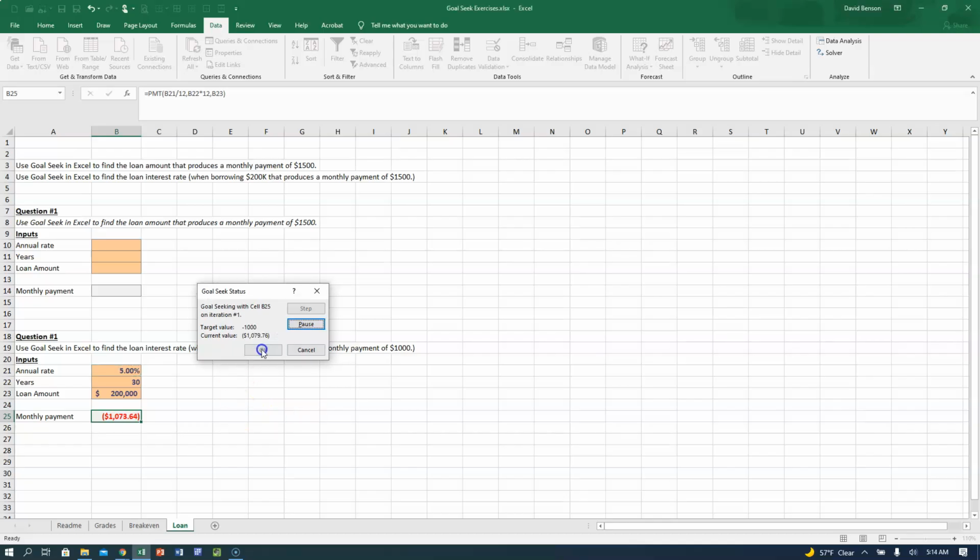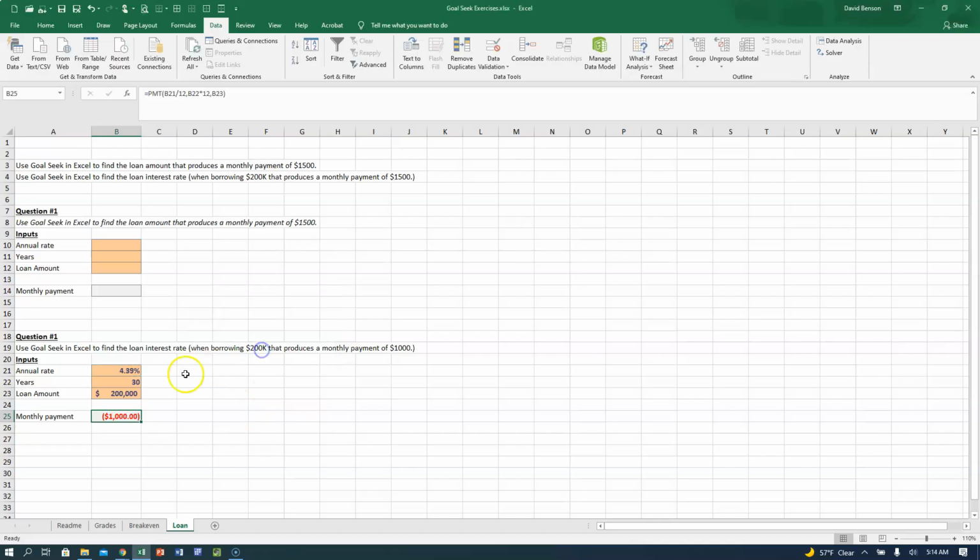Okay, and this says that at 4.39%, I could get that down to $1,000 a month, without changing the term or the amount of the loan. So this is 30 years. Now, I'm going to set up the same thing up here. I'm going to start with that 5%, and I'm going to use 30 years, and I'm going to start with $200,000.